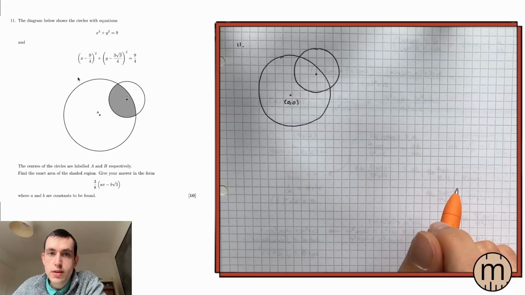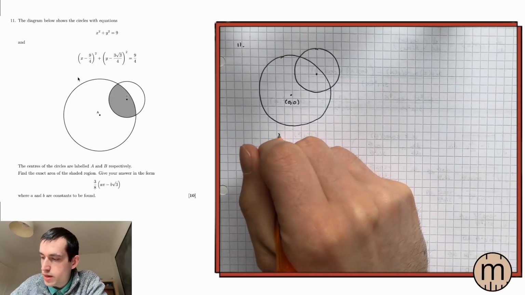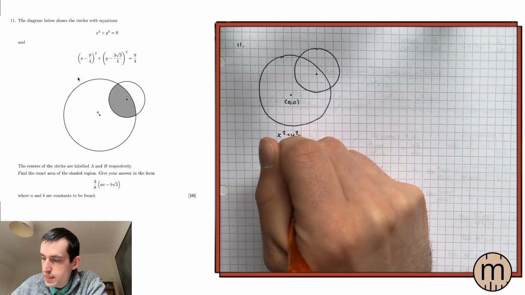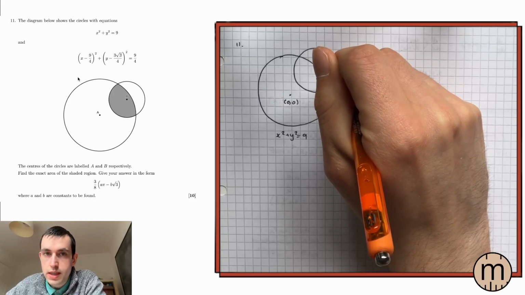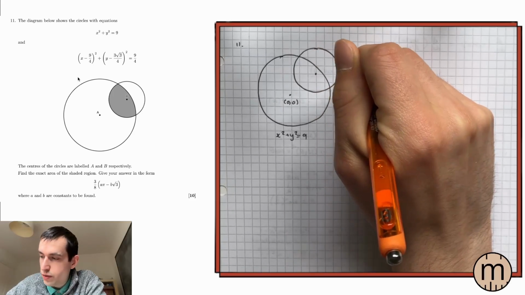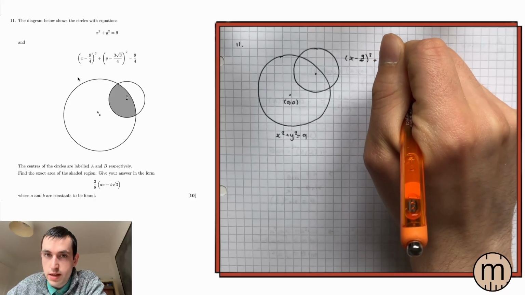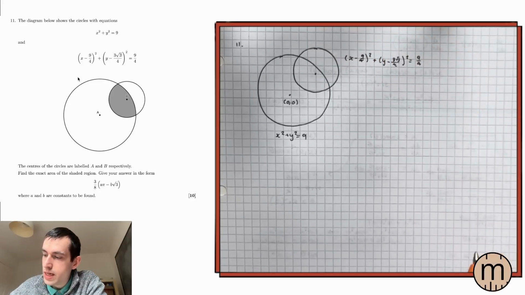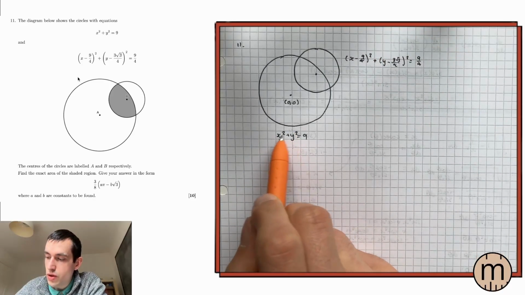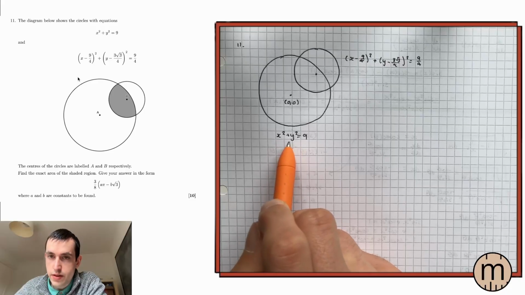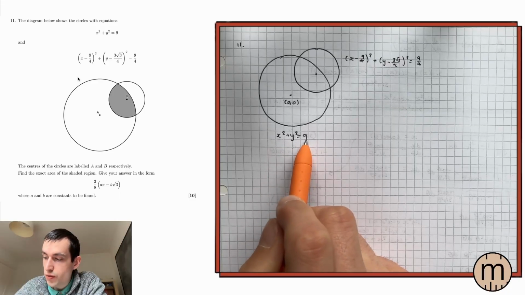So we've got two circles. The big one is x squared plus y squared equals 9. And then the smaller one is (x minus 9/4) squared plus (y minus 3√3/4) squared equals 9/4. So straight away that tells us that the origin is the centre of this first circle and its radius is 3.